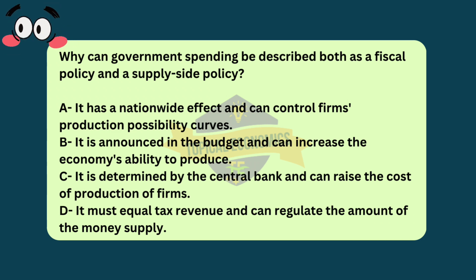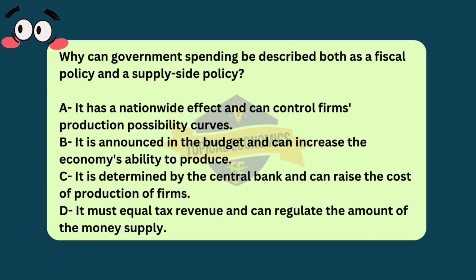B. It is announced in the budget and can increase the economy's ability to produce. C. It is determined by the central bank and can raise the cost of production of firms. D. It must equal tax revenue and can regulate the amount of the money supply. Reference, 2017 May-June version 3.